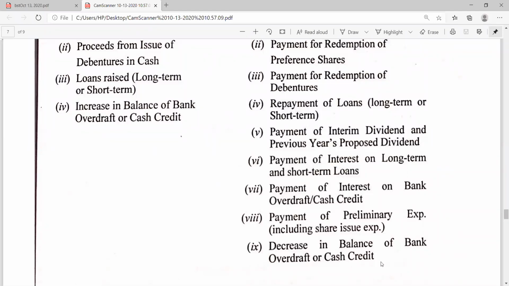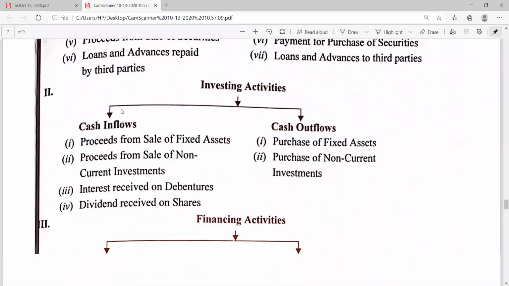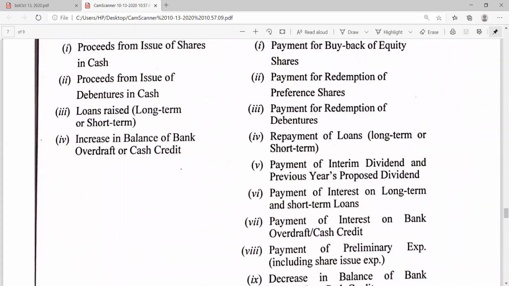It is all about the inflow and the outflow of various activities, that is our operating activities, investing activities and financing activities. So in this way you have to do the format. Now I stop the recording and explain each and everything to you. If you have any query, please ask. You have to draw this format 2 times in your fair notebook.